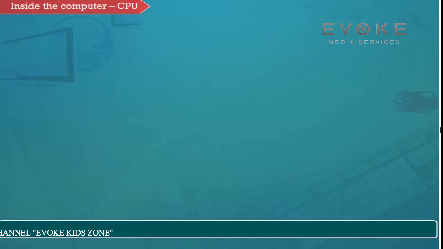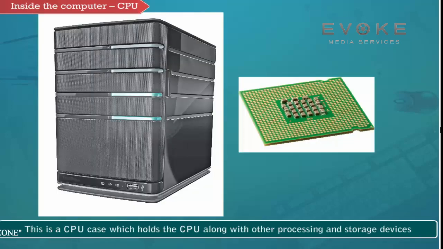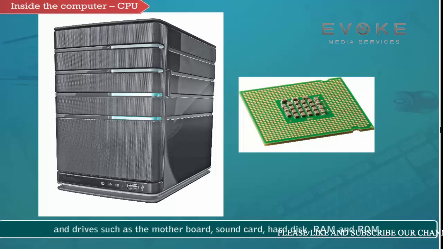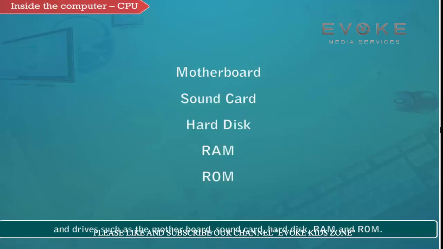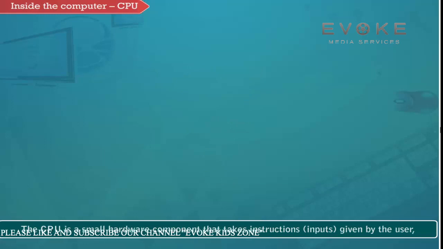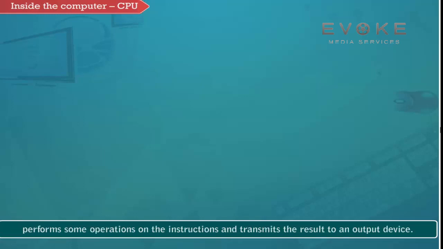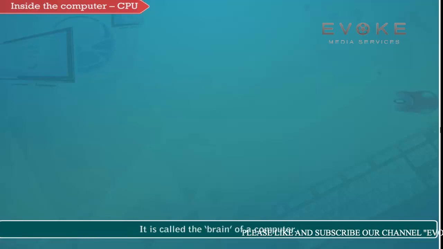Inside the computer, CPU. This is a CPU case which holds the CPU along with other processing and storage devices and drives such as the motherboard, sound card, hard disk, RAM, and ROM. The CPU is a small hardware component that takes instructions and inputs given by the user, performs some operations on the instructions, and transmits the result to an output device. It is called the brain of a computer.